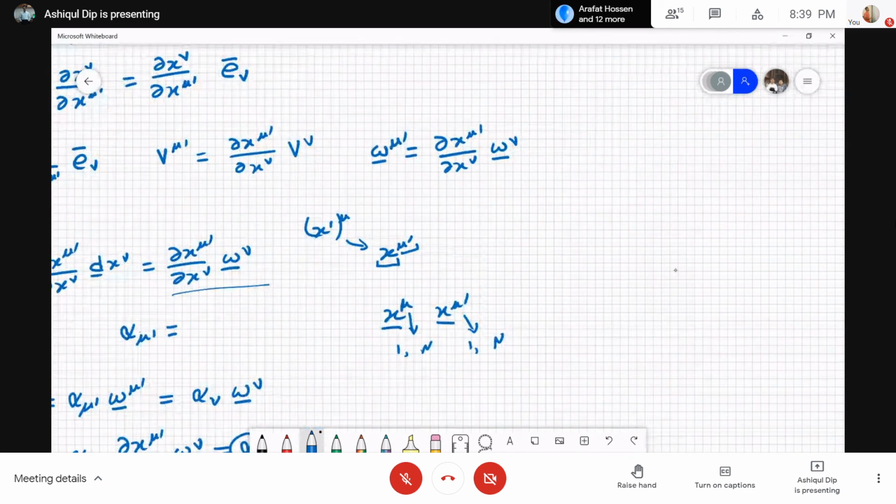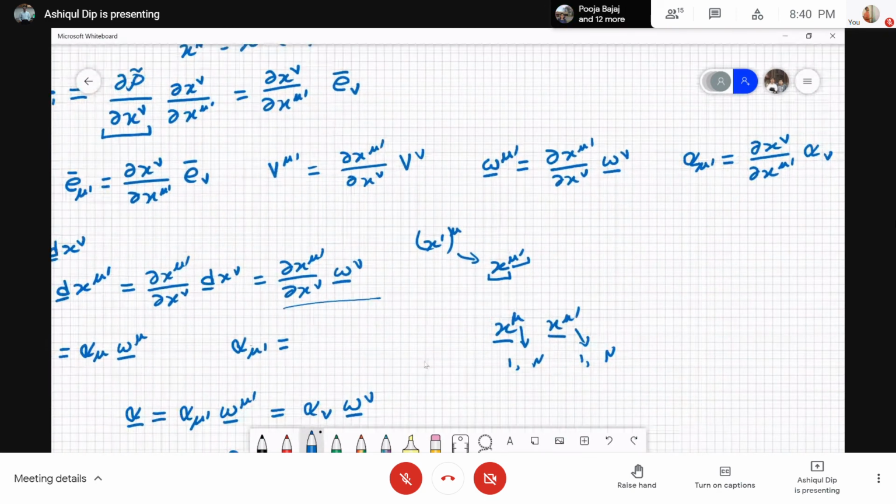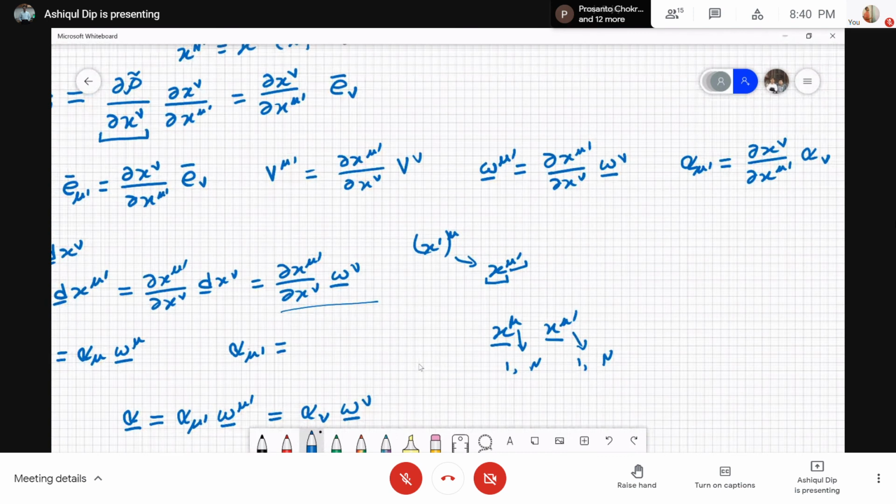So α_μ′ equals ∂x^ν by ∂x^μ′ α_ν, right? Okay, so do you see any similarity between these transformation rules? I think you can see the whole thing.